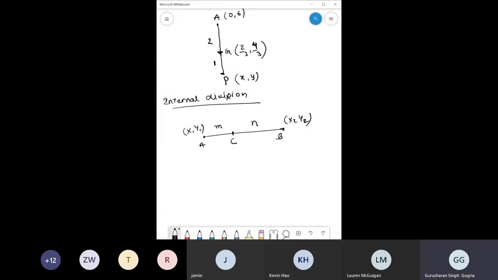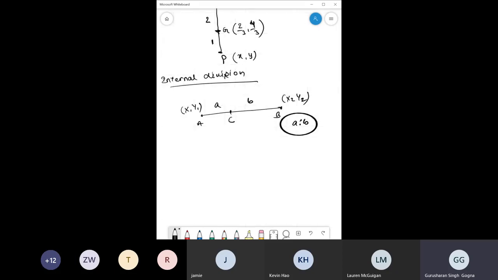Okay, m:n. Or if you want, probably in your logbook it's A and B. So let's use A and B. Doesn't matter. So A and B is the ratio. So this ratio is A:B. So I can directly get the coordinates of point C using the formula given in your logbook.